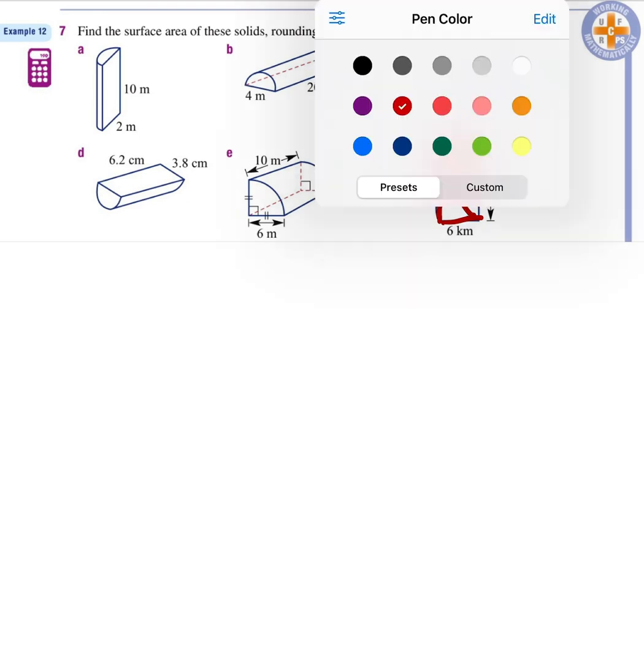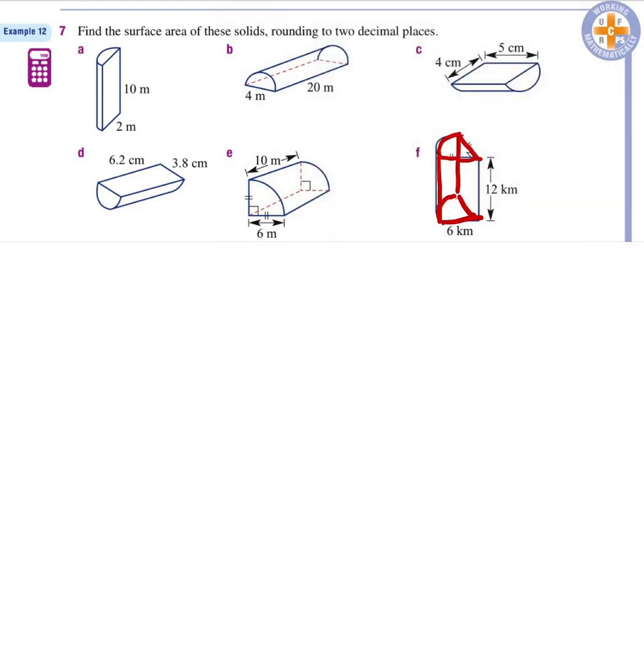But we would have to remember to then add on these two rectangular faces that we created when we cut that cylinder into quarters. Okay, because they would not be a part of the surface area of a full cylinder because they'd be inside the cylinder.